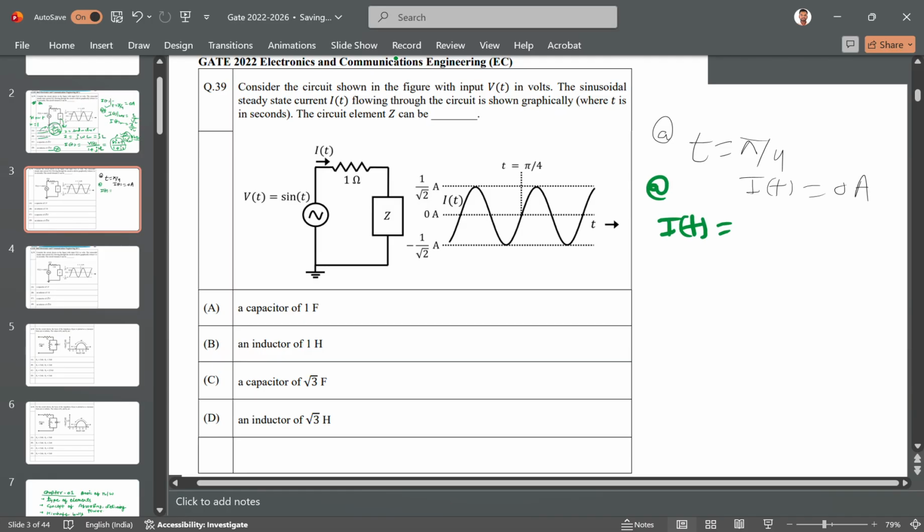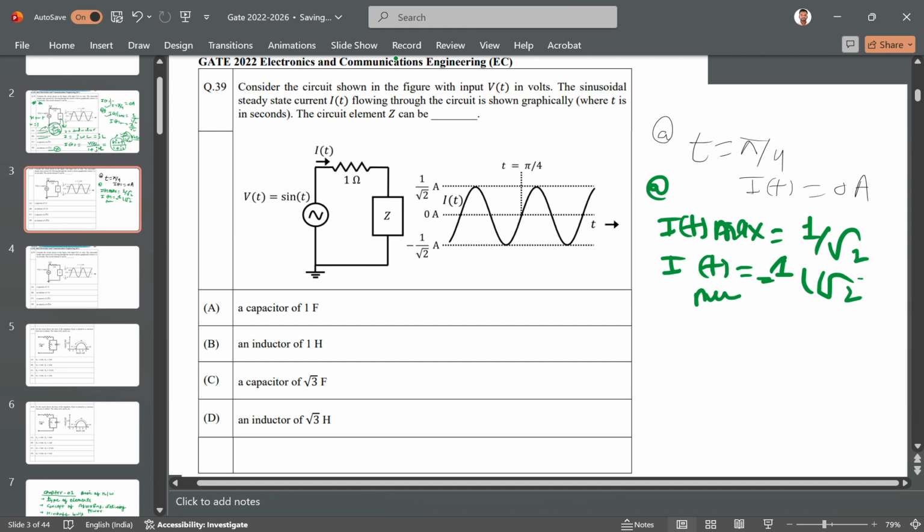Another point: i max is equal to 1 by root 2, and the third point that is given, i min is equal to minus 1 by root 2. Okay, anything else given? No. And it is asking about the Z value, and in the options they already provided that it should be a capacitor or inductor.